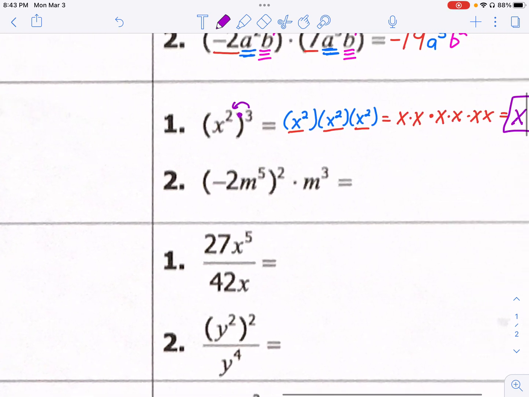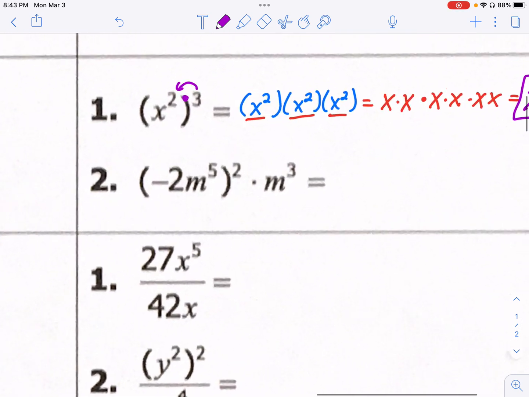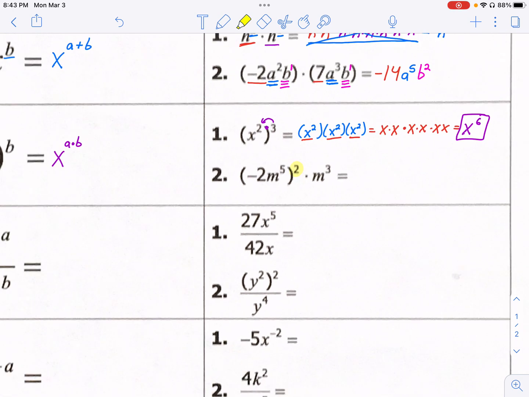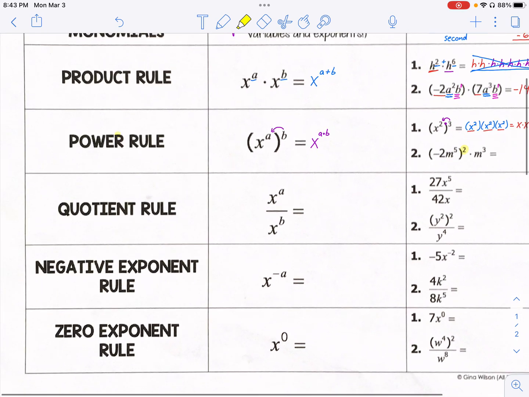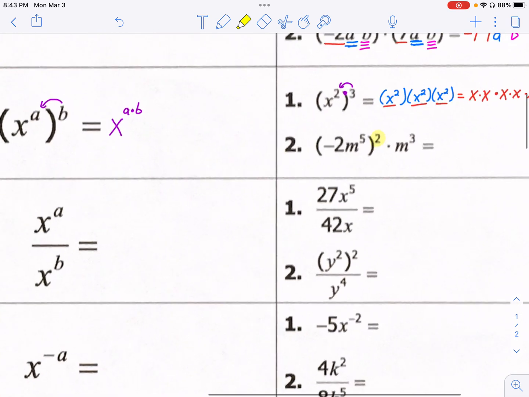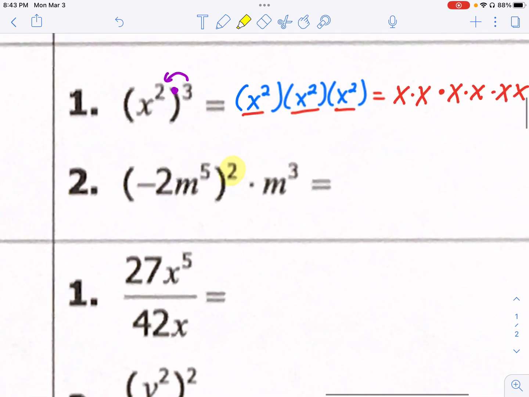All right, let's look at problem number 2. So we're going to ignore this guy first. Again, we're going to focus on the exponent on the outside. So again, when we are dealing with the power rule, I always tell my students, look for an exponent on the outside of the parentheses by itself. So again, in number 1, it was a 3. In this one, it is a 2. Now, we will multiply it.